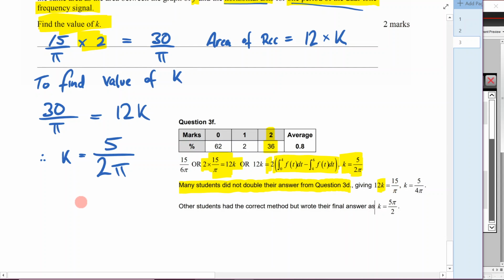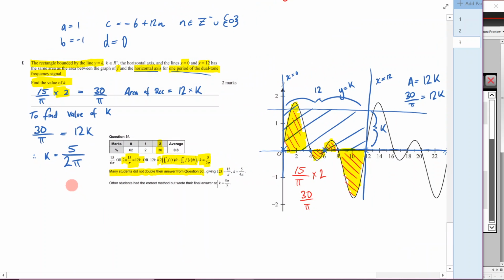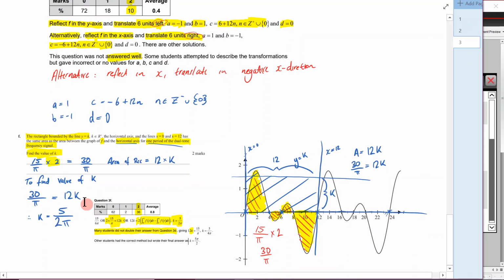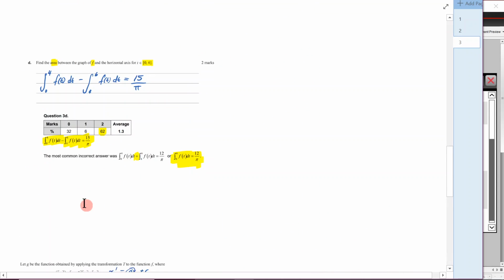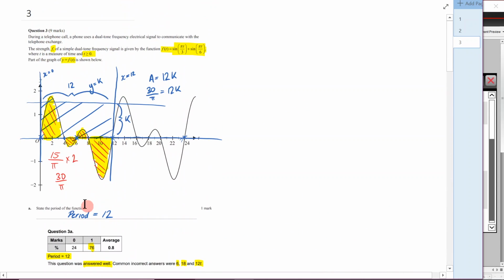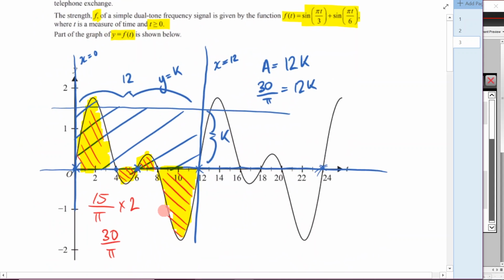So with that being said, hopefully that was helpful and you understand how to go about these questions. A nice little question there, question 3 of exam 2 of the 2019 Maths Methods exam. Hopefully you found this helpful, and I'll see you in the next video.